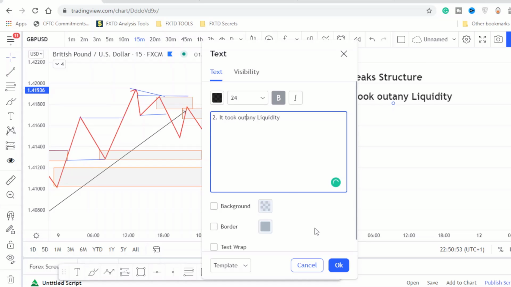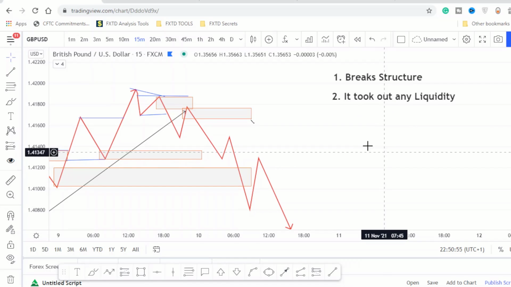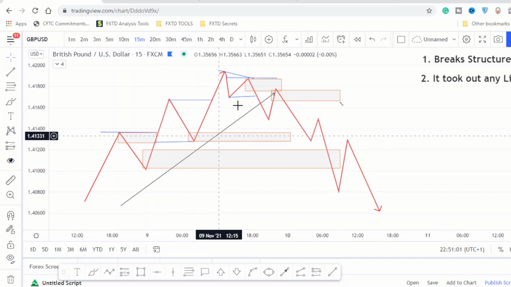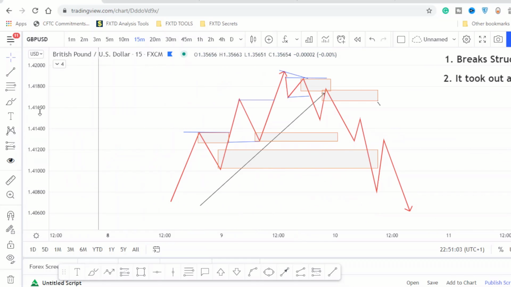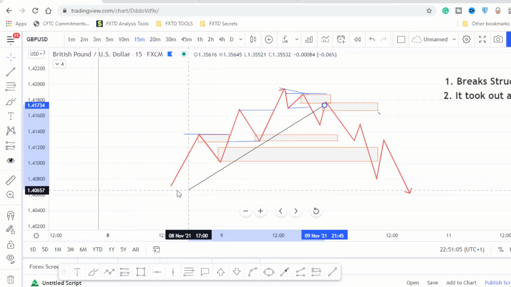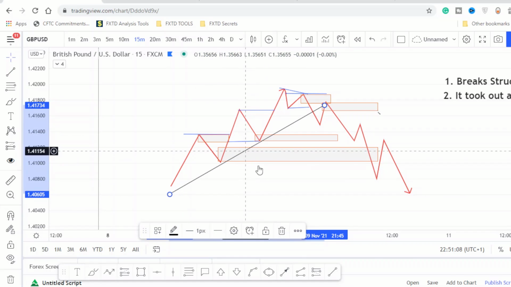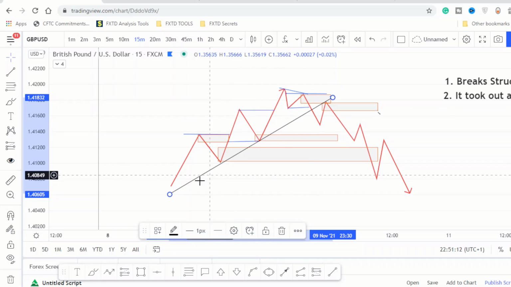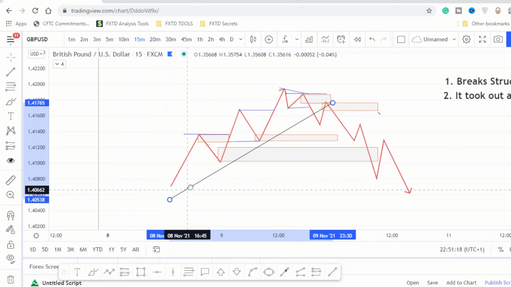Now there are different kinds of liquidity, guys. We have the normal trend line liquidity. In this scenario, you can see price has been moving up and respecting this trend line, but for the very first time it never respected it. So this disrespect is liquidity on its own. You need to understand that.